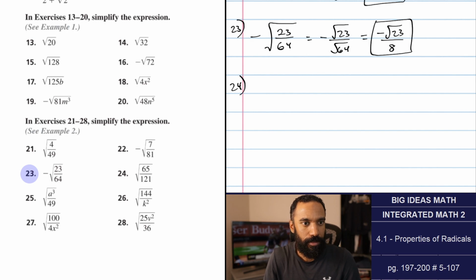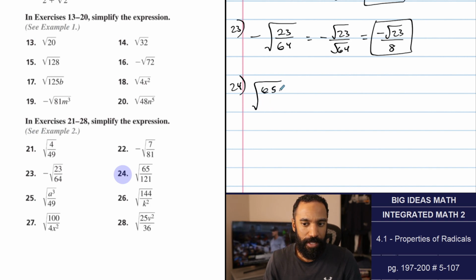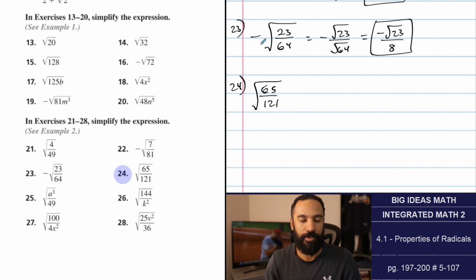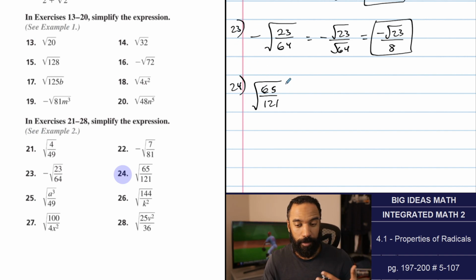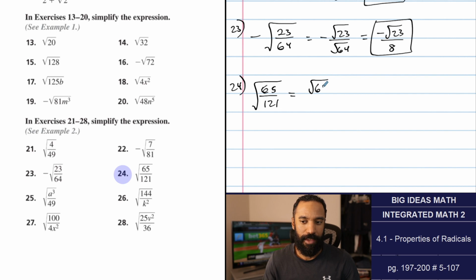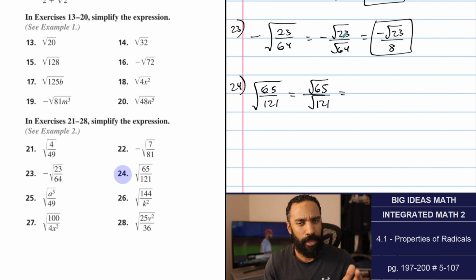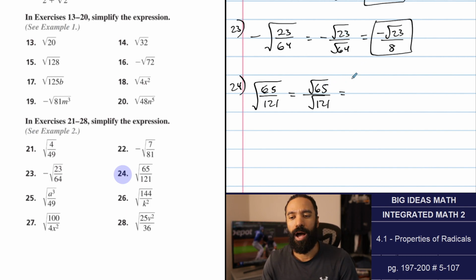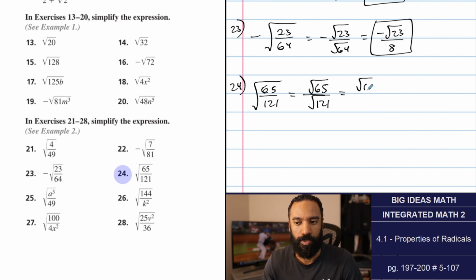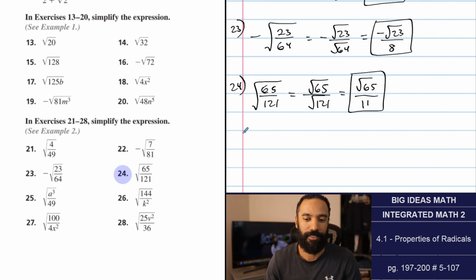Number 24. Root 65 over 121. I mean, these are a pretty consistent pattern, and I think sometimes the odd and the even are the same kind of problem. So like this one, root 65, can't break it down more. It's a composite number, but 65 is 5 times 13, so no perfect square factors with that. Just root 65 straight up. But root 121 is 11. So you get root 65 over 11.